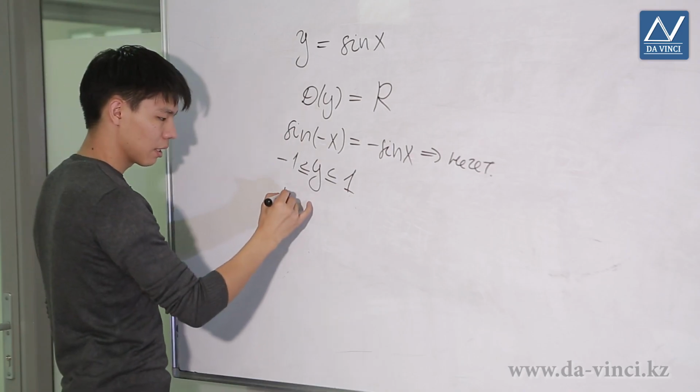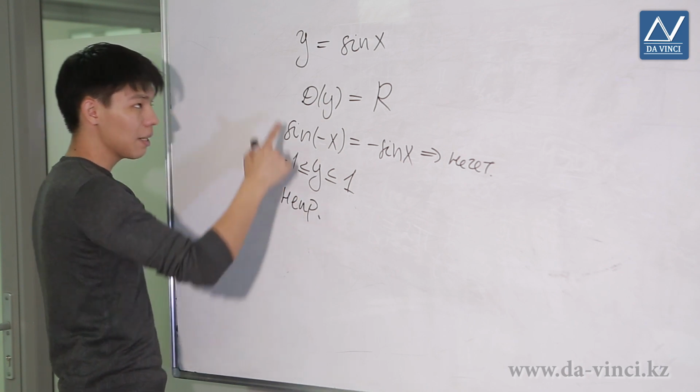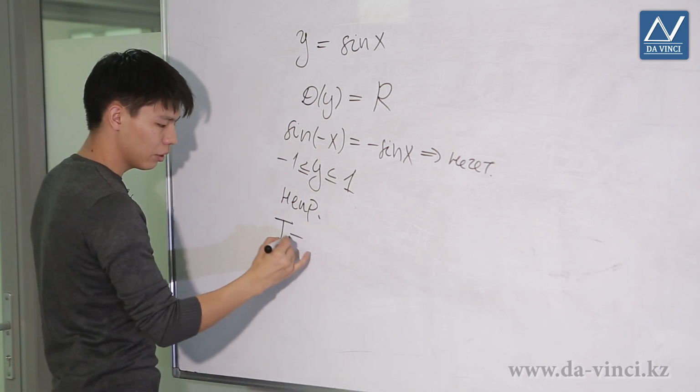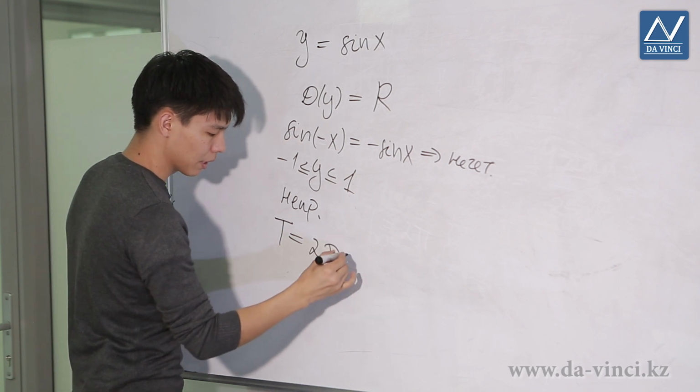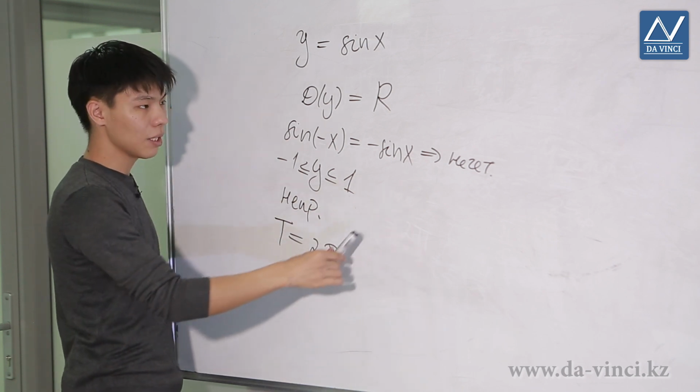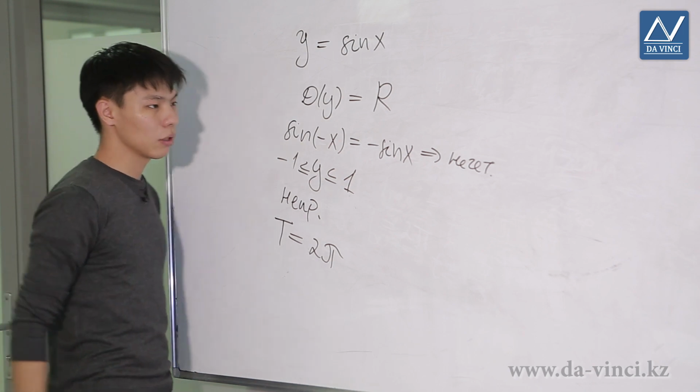Also, the function y equals sine of x is continuous, and it is periodic. Its period is 2 pi, because remember that every 2 pi the values are repeated on a circle. Let's try to build the graph.